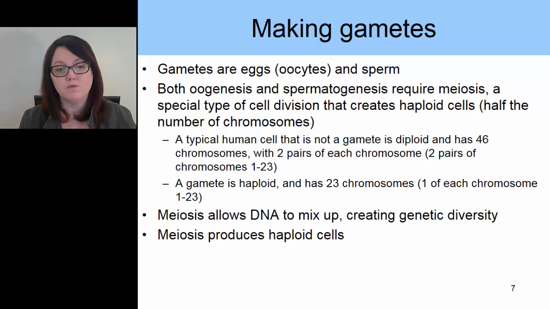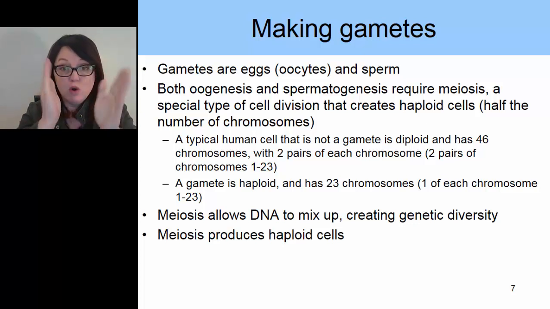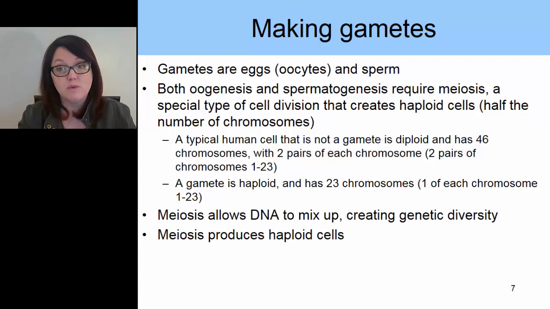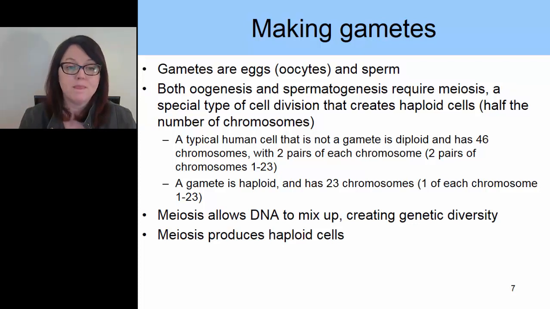And this is important because when the male gamete with 23 chromosomes meets up with the female gamete with 23 chromosomes, the two come together to form a fertilized egg, which now contains 46 chromosomes, having 2 of every chromosome, and that is what we need in order to start the process of embryogenesis.